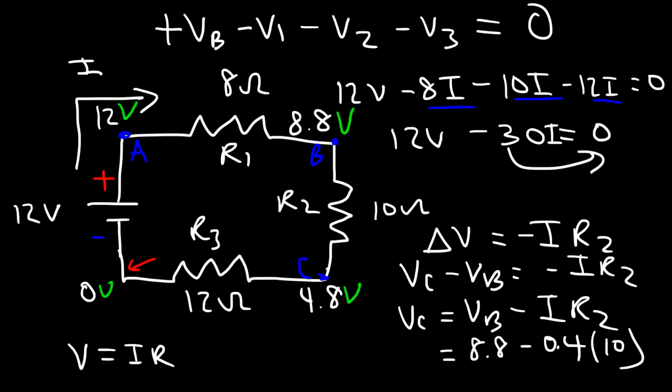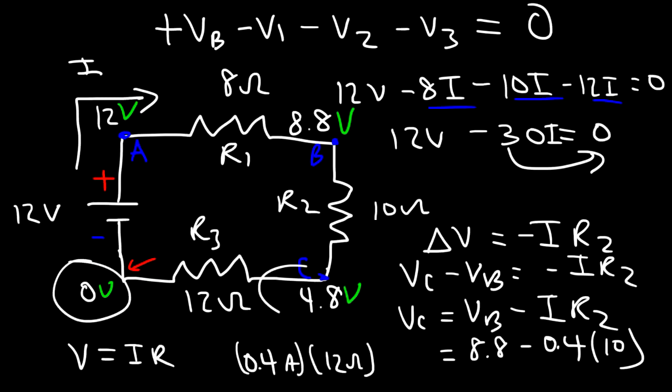Now if you take the current, which is 0.4 amps, and multiply by R3, which is 12 ohms, you should get the difference between these two values. So 0.4 times 12 is 4.8, and that's the potential difference across R3. And so that's how you can solve this particular circuit using KVL, Kirchhoff's voltage law. Now let's work on another example.